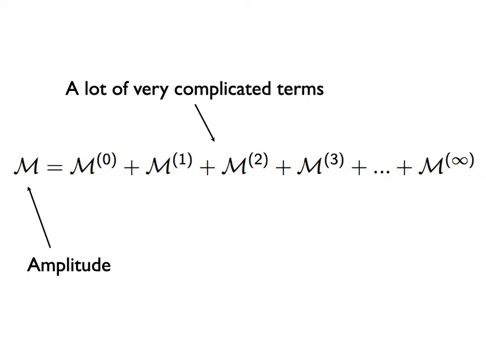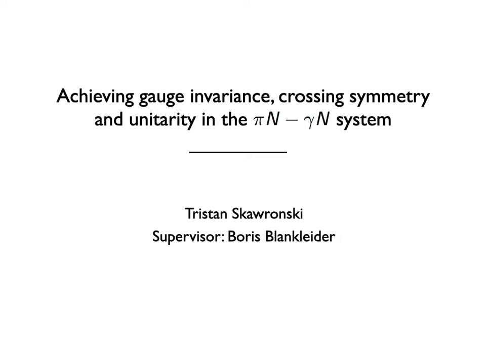So there were two main aims to my project. The first was to derive a new set of equations for pion-nucleon scattering and photoproduction that are capable of both adding up an infinite number of terms and of maintaining crossing symmetry and gauge invariance while they do it. The second aim was to stick whatever equations we came up with into a computer and to get some numerical results out of them.